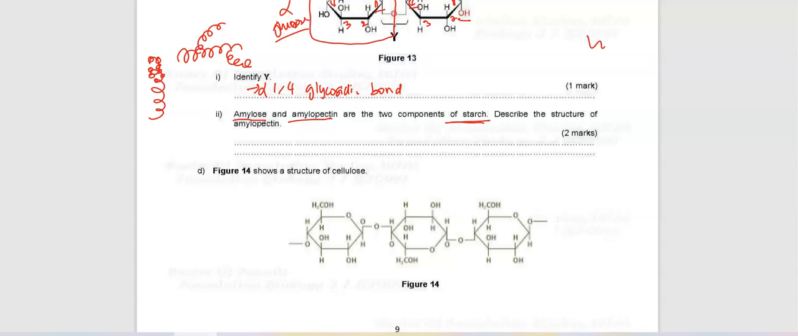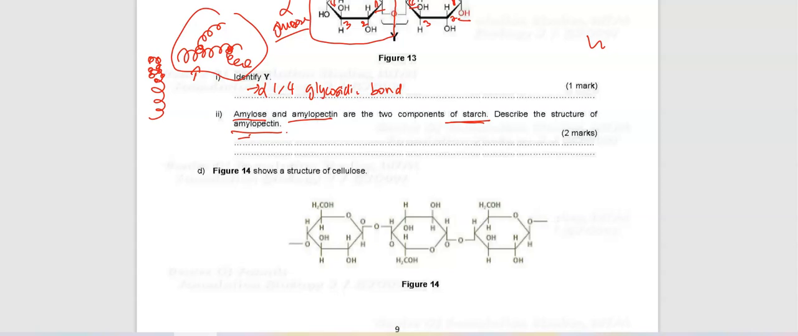And where you have the branches in the amylopectin structure, this is amylopectin here, the bond will be a 1,6 glycosidic linkage. So the question asks you to describe the structure of amylopectin. The first mark that you can get is that amylopectin consists of alpha glucose monomers. One mark. Second, the structure of amylopectin is branched. It is made up of branches.